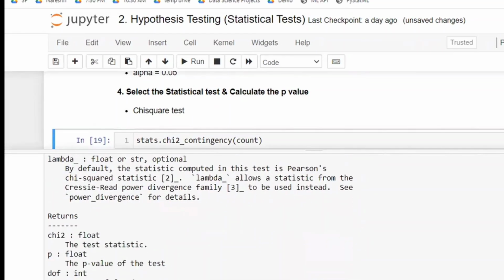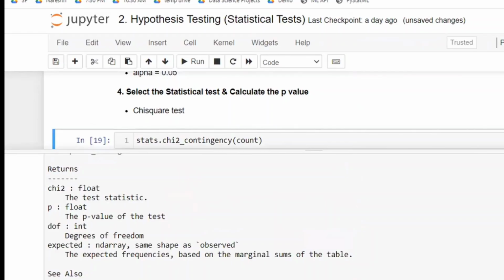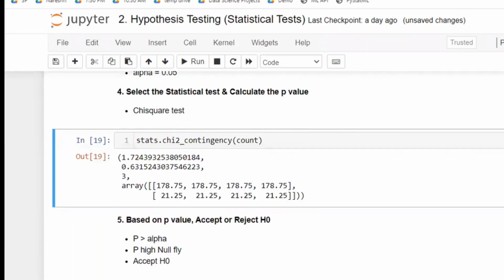You can see here, it is going to return, one is the test statistic value, second is the p-value, third is the DOF value, fourth is the expected value. My requirement is the p-value, which is in the second position, that is 0.63. This value I require. Since P is greater than alpha, P high, null fly, accept the null hypothesis, meaning all the proportions are the same. Is that clear? This is with respect to the chi-square test.